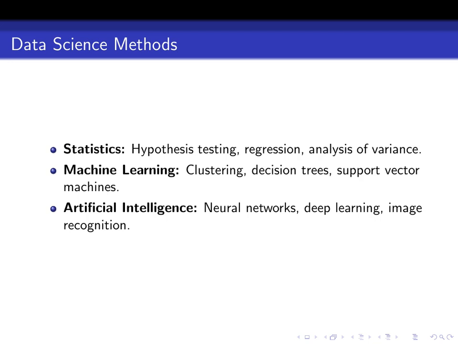Let's discuss some data science methods. Statistical methods include hypothesis testing, regression, and analysis of variance. Machine learning techniques involve clustering, decision trees, and support vector machines. Artificial intelligence methods include neural networks, deep learning, and image recognition.